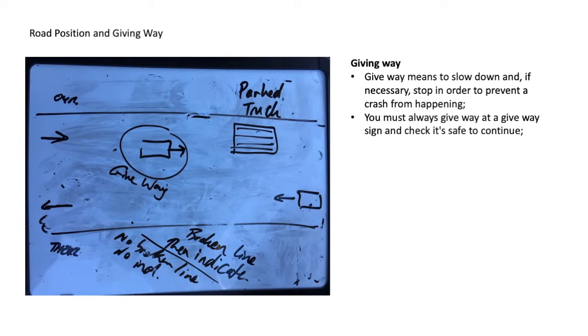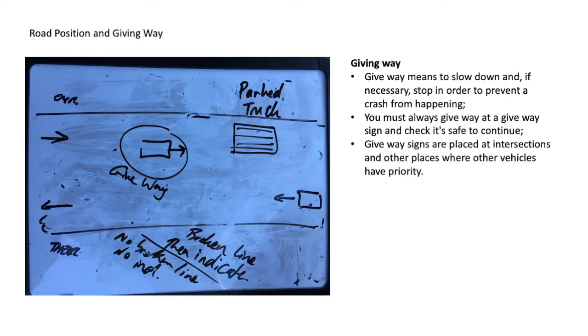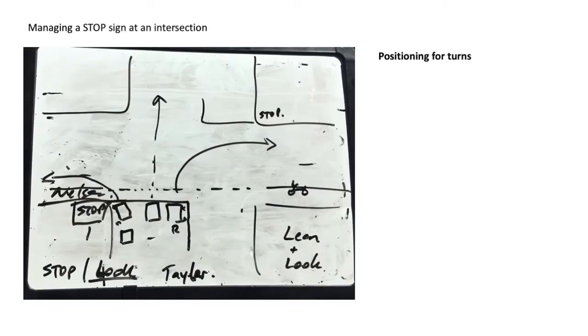You must always give way at a give way sign and check it's safe to continue. And give way signs are placed at intersections and other places where other vehicles have priority. So that's not exactly applicable to this, but this is just giving you an idea of what I'm reinforcing. Because sooner or later, you're going to get to a give way or a stop sign. So managing a stop sign at an intersection.